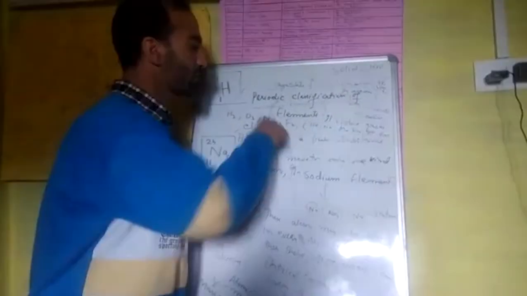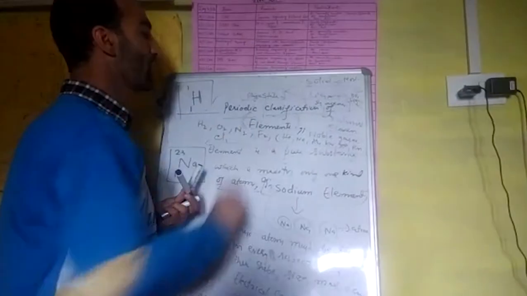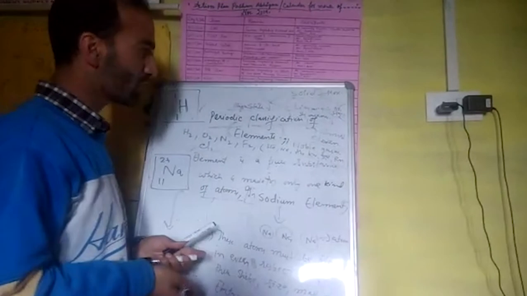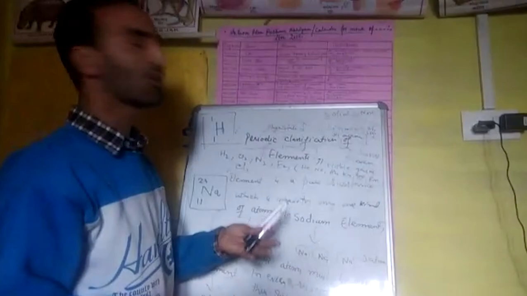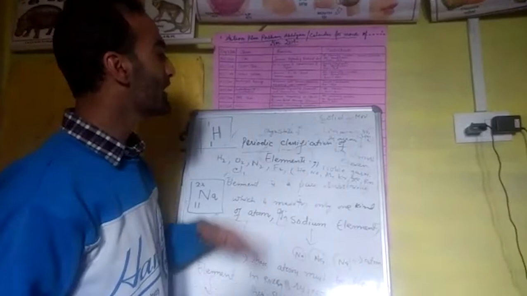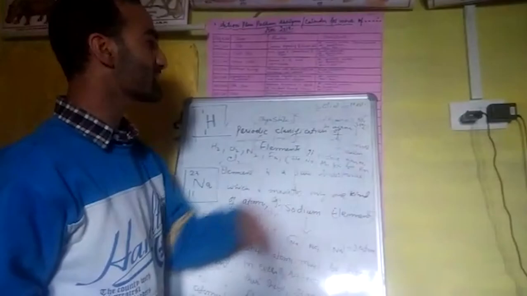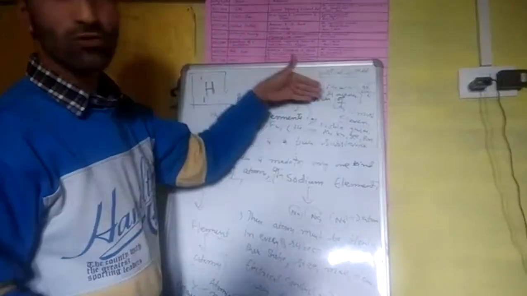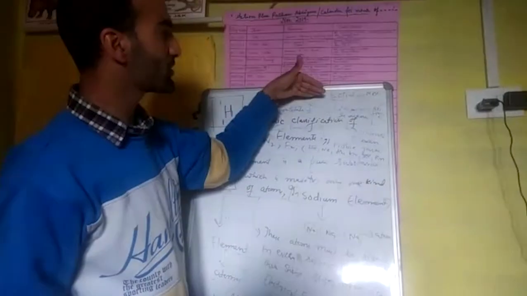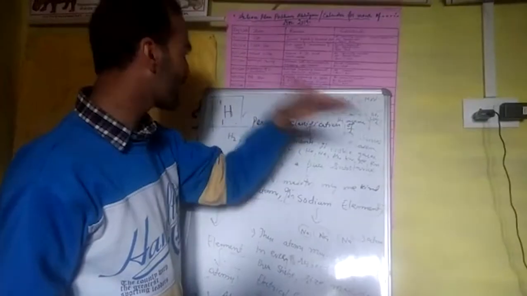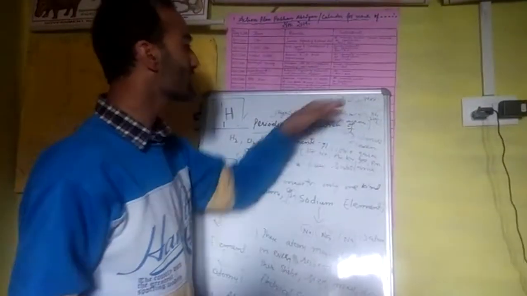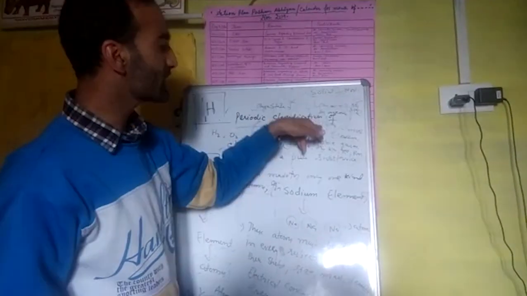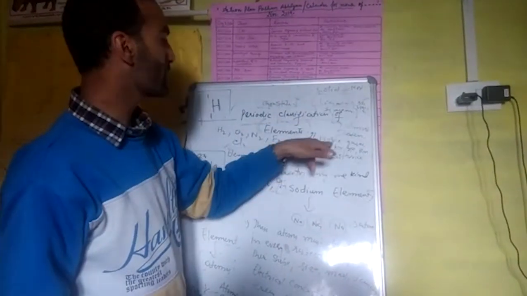Now our chapter is periodic classification of elements. Now you are aware what are elements and how they are represented, how physically they have been classified into 3 types: solid elements, liquid elements, gaseous elements. Most of the elements in the periodic table are solids. 11 elements almost are gases and 2 are liquids.